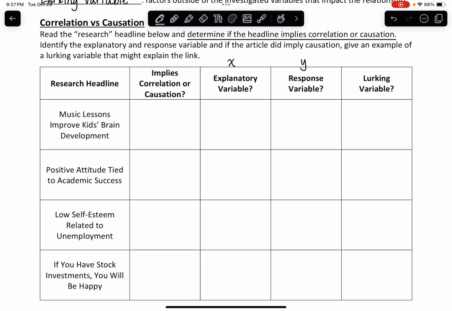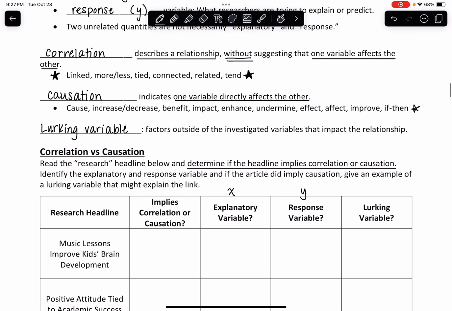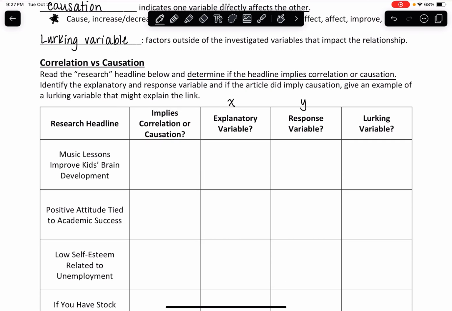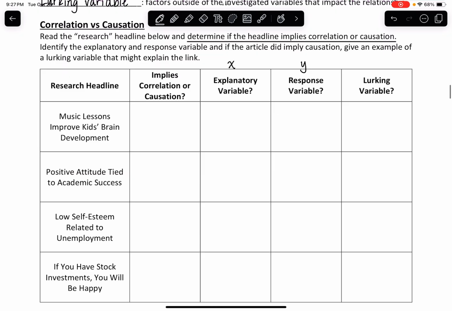Hopefully you did that and you didn't just skip to this part, that you paused and you actually took a moment for yourself. If you didn't, well, here we are. We're going to go back to these lists of vocab words that we've identified, and we're going to use those to help us determine if the headline implies correlation or causation.